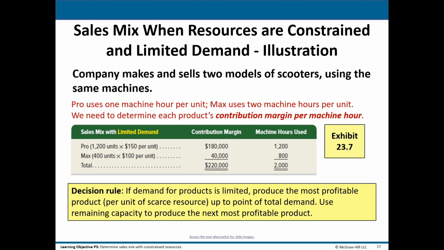So the decision rule here is, if the product demand is limited, produce the product with the highest contribution margin per unit of scarce resource all the way up to its total demand. Do that first. Then use the remaining capacity to produce the product with the next highest contribution margin per unit of scarce resource.